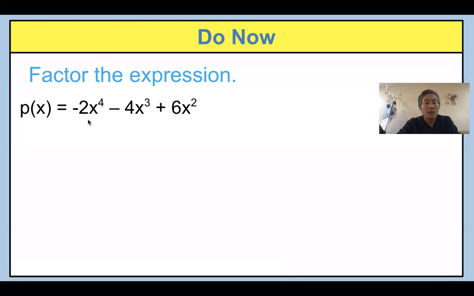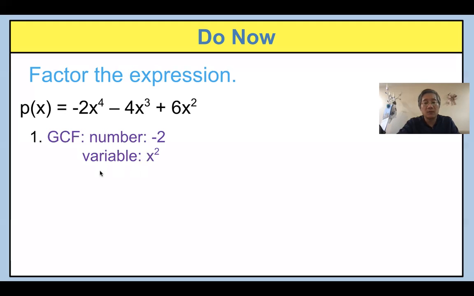But if the coefficient of the highest degree is negative, then you had better take out the negative also as a common factor. So negative 2 will be the number part. How about the variable? All of them have x, and we take the lowest degree, which is x squared. So negative 2 and x squared will be the GCF.